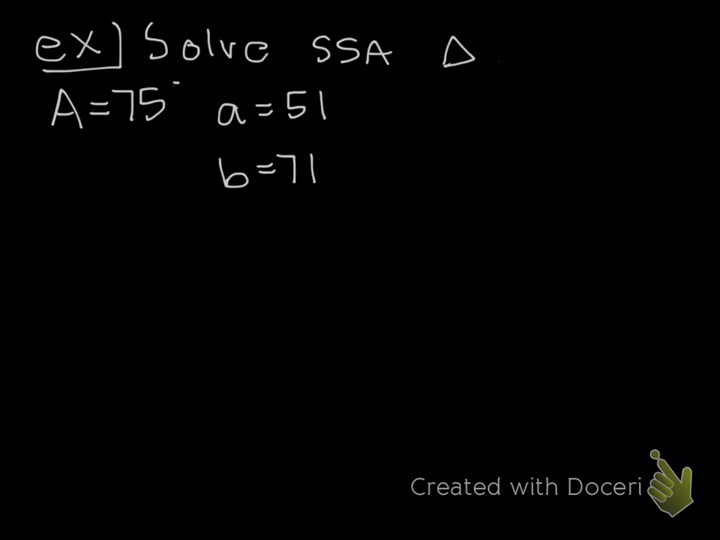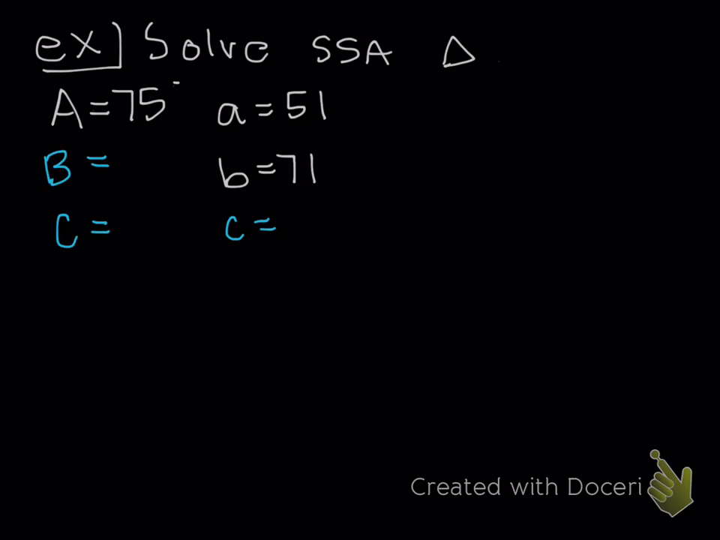Based on the information, here it says solve the side-side-angle triangle. Notice the information that's given to us is an angle and 2 sides. So the information that I'm missing is angle B and angle C. And I also do not know side c. Those are the 3 calculations we need.